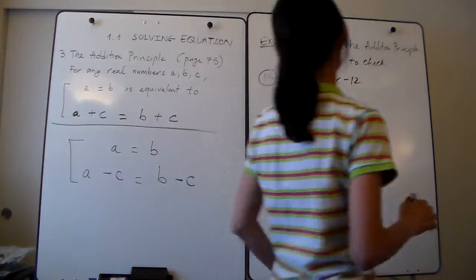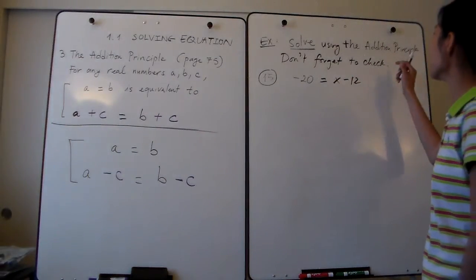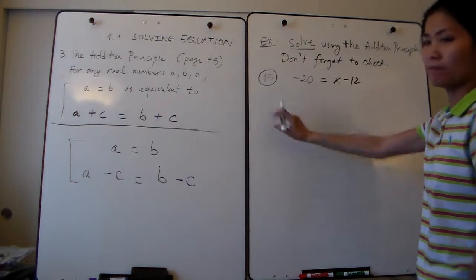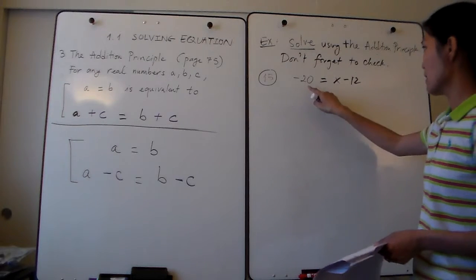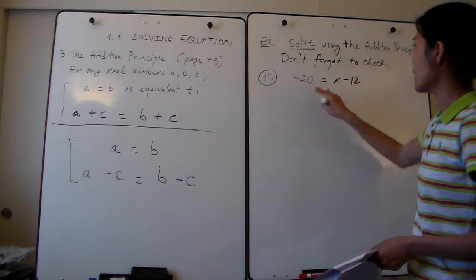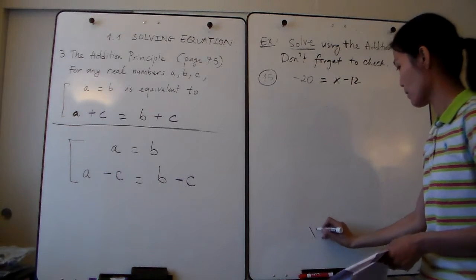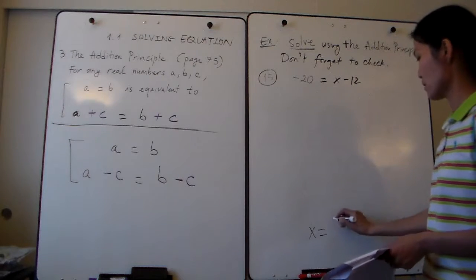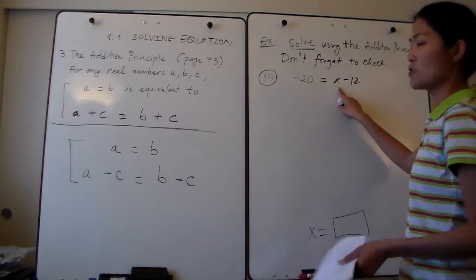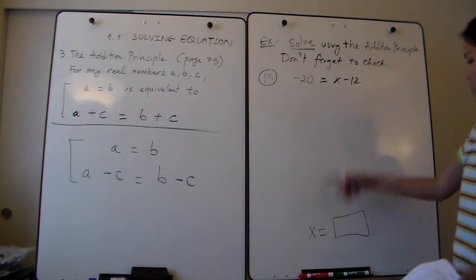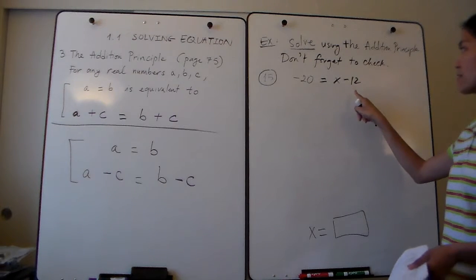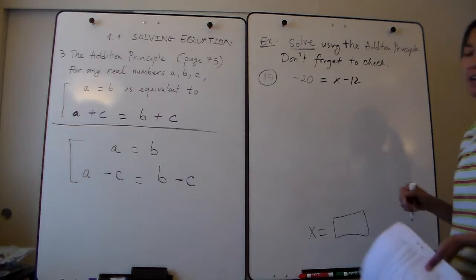Let's work on this example. Solve using the addition principle. Don't forget to check. This is number 15 in your book. Negative 20 equal to x minus 12. Solve means you're trying to solve for x. X equal what? Okay, this is our goal right here. But as you see, x is not alone right now. To the right of x is negative 12. So we need to remove this negative 12.